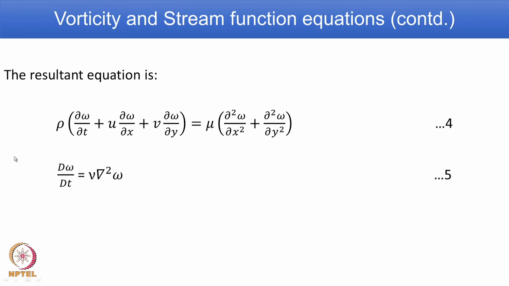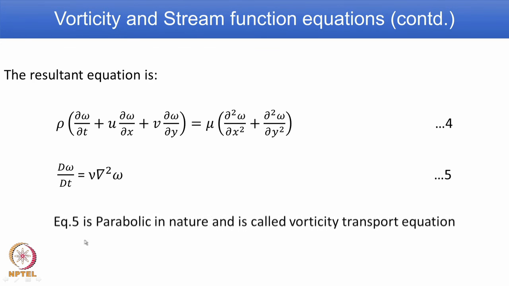So if I express in terms of total derivative Dω/Dt representing all the 3 terms here on the left hand side, and then right hand side is given by mu into del squared omega. So this equation 5 is actually what is known as parabolic in nature. We are going to talk about equation nature next week. So we will come to know what is parabolic in nature. Right now we just accept this is parabolic, and that equation 5 is what is known as a vorticity transport equation.